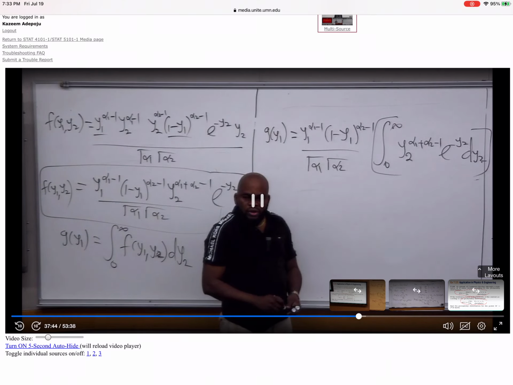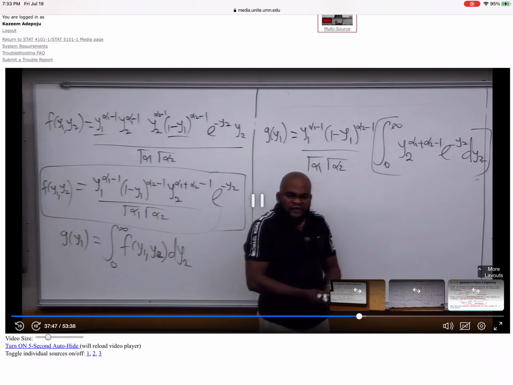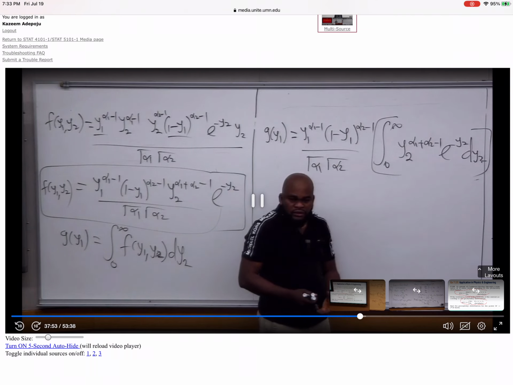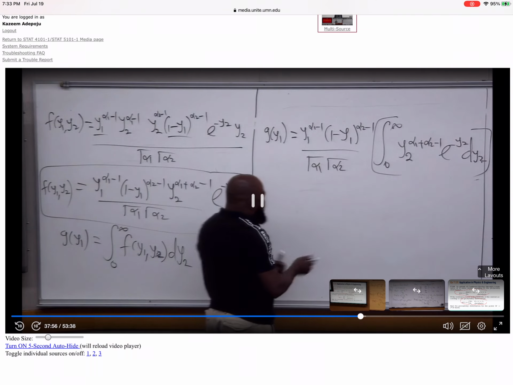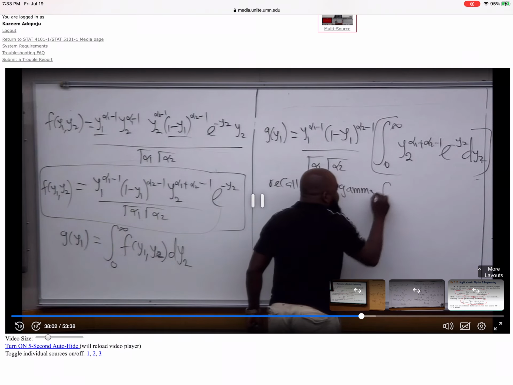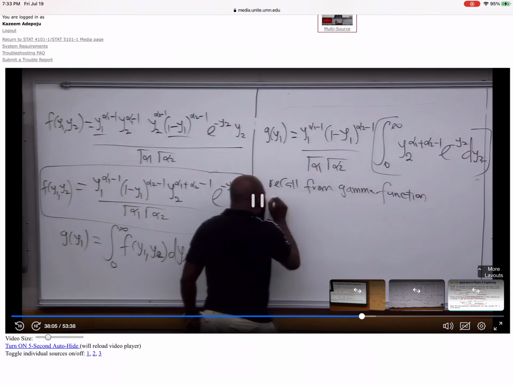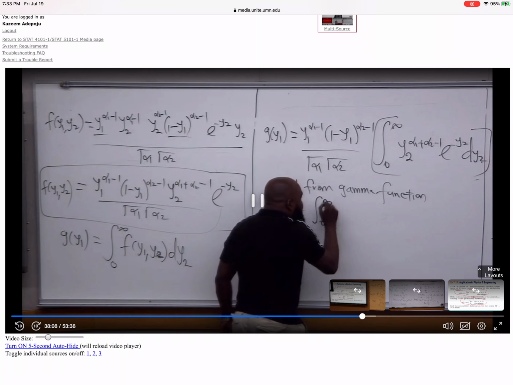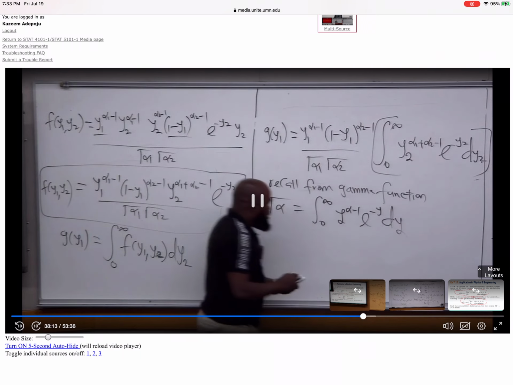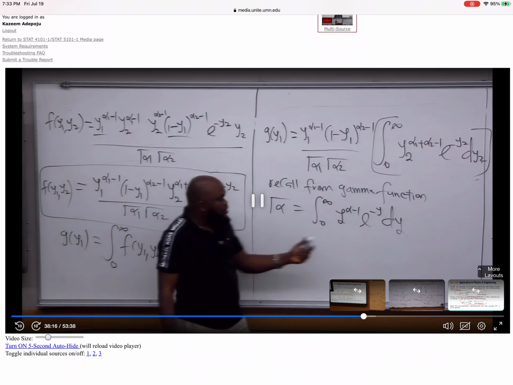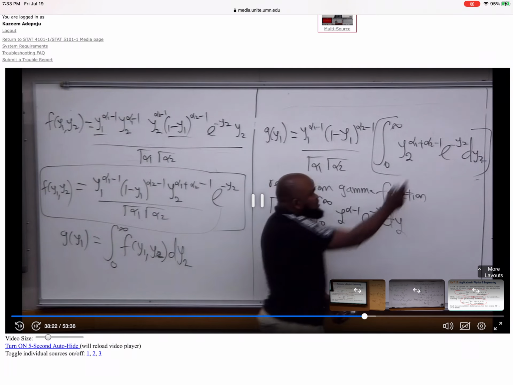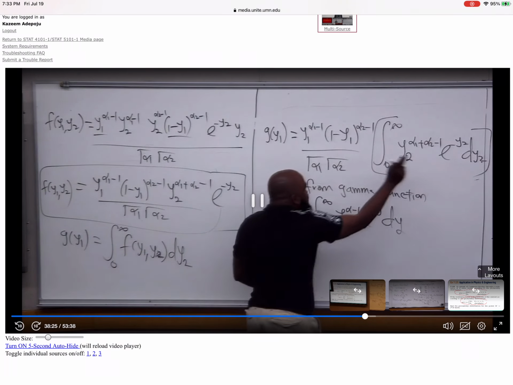Can somebody remind me of something? It's a gamma function, thank you for that. So this is gamma what? Recall from the gamma function, where you have gamma alpha is the integral from 0 to infinity of y raised to the power this, e raised to the power that, dy. If I can write this as gamma alpha, what gamma is this? Alpha 1 plus alpha 2. Exactly. Send me a message for extra credit. This is gamma alpha 1 plus alpha 2.